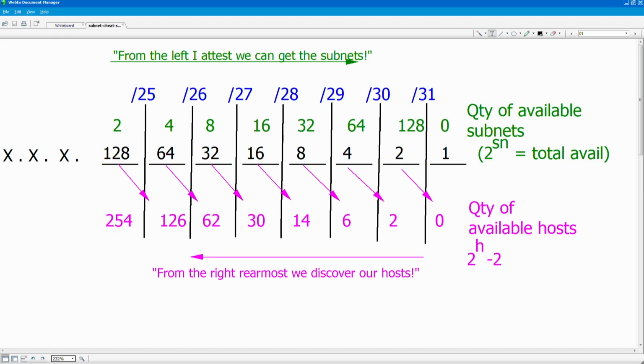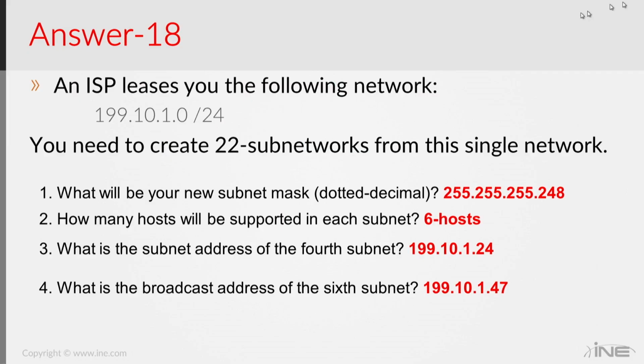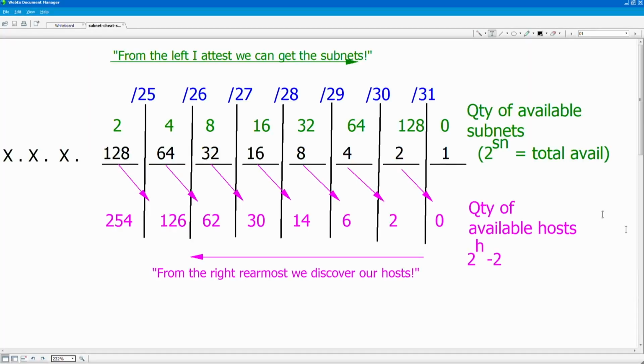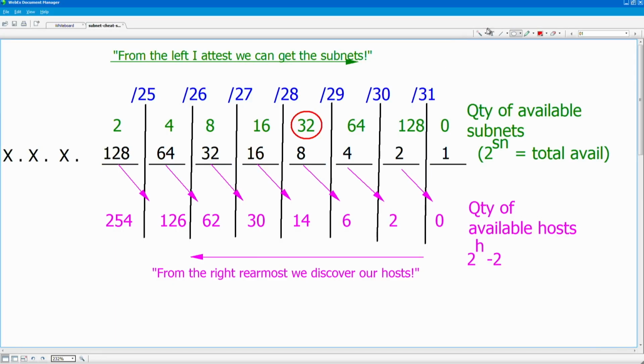So in the previous example, it said I needed 22 subnetworks. If I use this, the numbers in green here represent how many networks are available. So if I need 22 subnetworks, I'd have to go out to right here. That means I would need a /29. Putting my dividing line right here gives me 32 networks, so a /29. And if I look just to the right of that line, that gives me how many hosts are available.